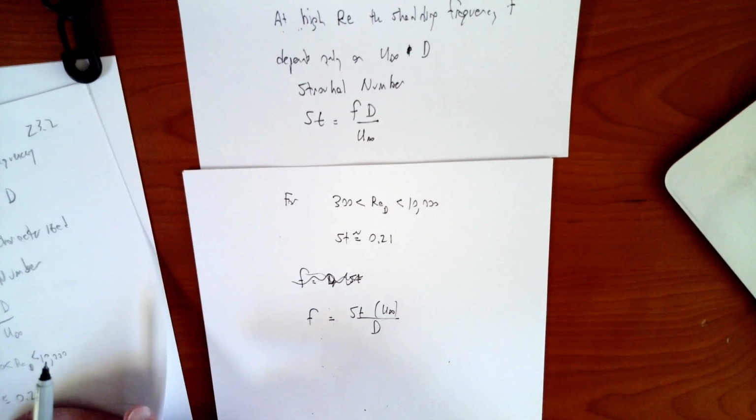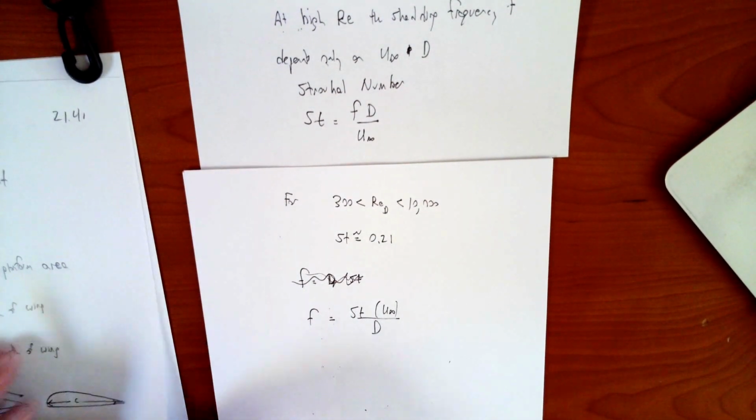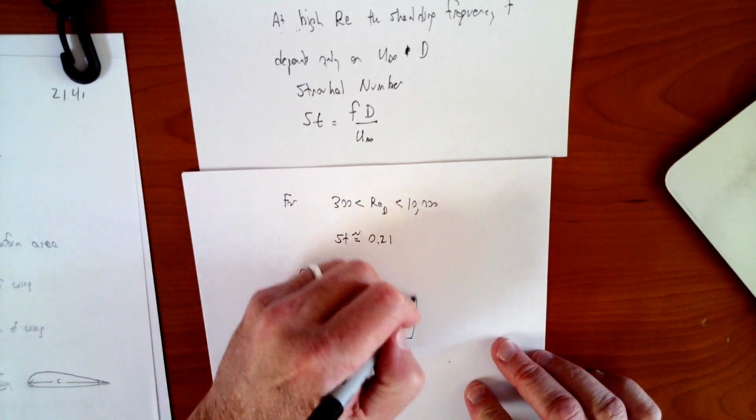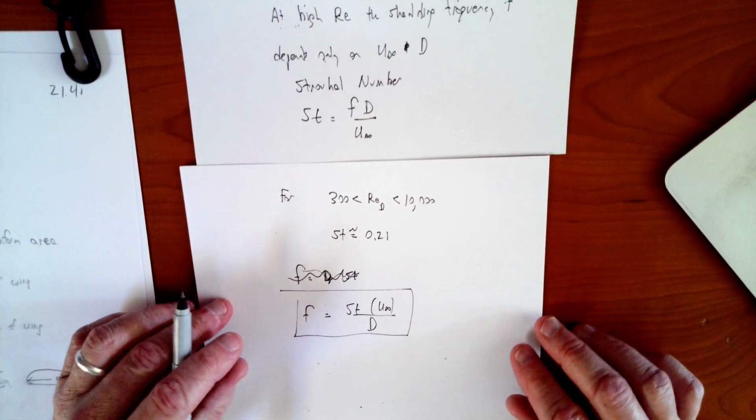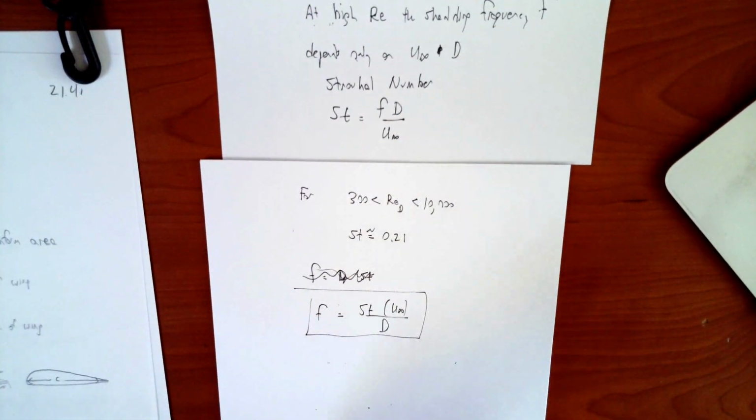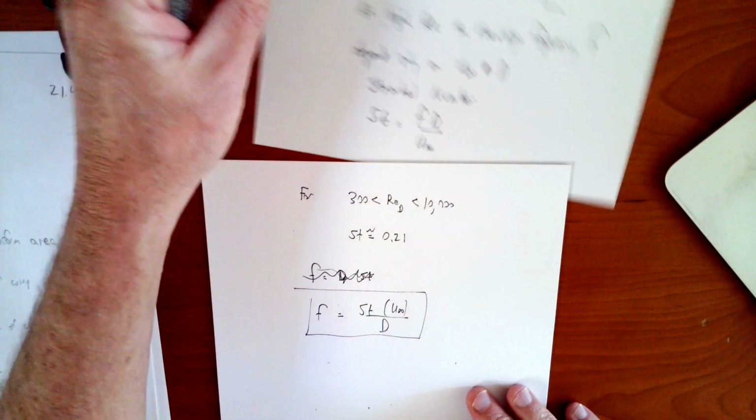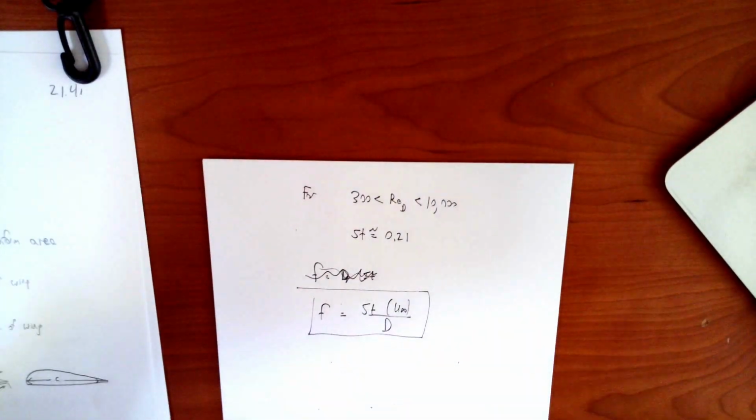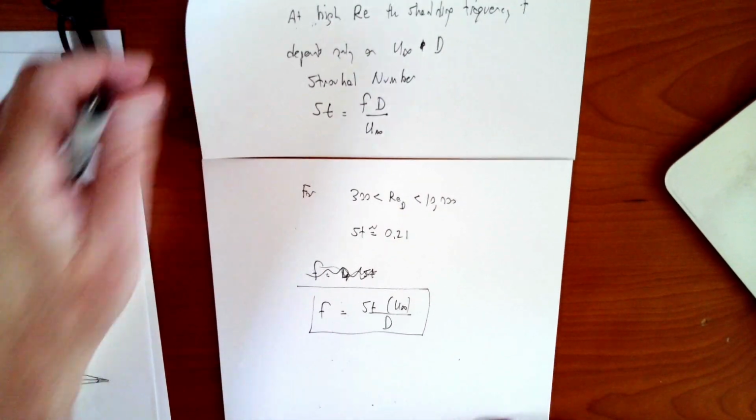So we're not going to do a lot with how this happens or anything. It's just something interesting to know, something that you might need to know if you're dealing with high-speed flows, that you could have this effect of vortex shedding coming off the object, and you can predict its frequency very simply based on this relationship.